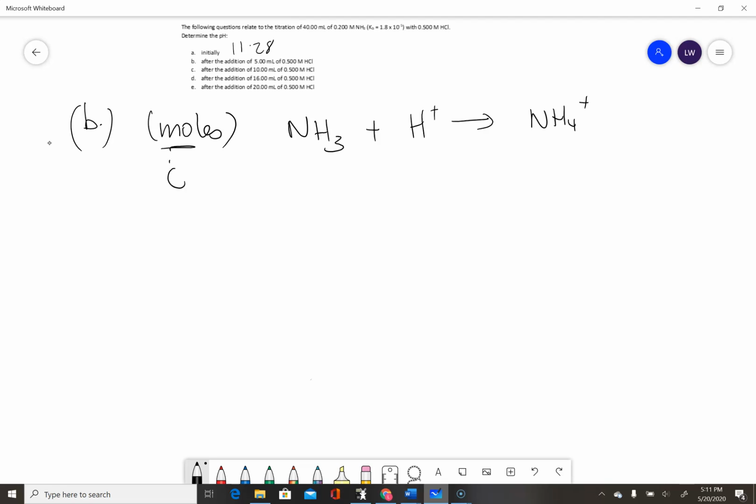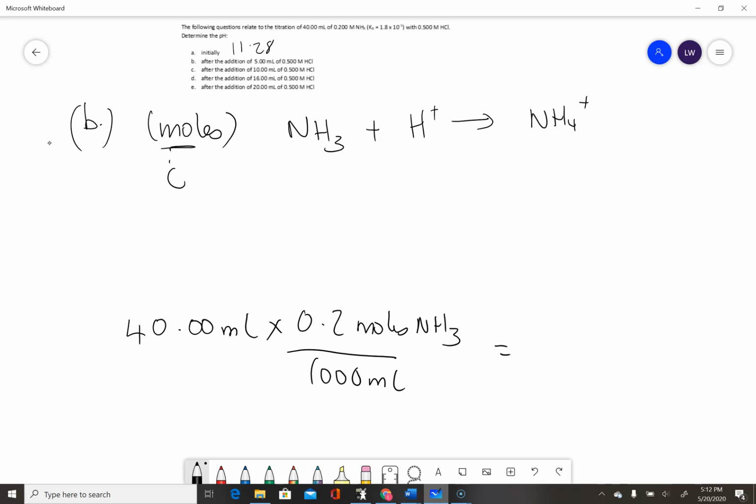So initially, how many moles of NH3 do we have? Well, we've got 40 milliliters of the solution, and we get 0.2 moles of NH3 in every liter, or in every 1000 milliliters. So 40 times 0.2 divided by 1000 is 0.008. So that's how much we've got, 0.008, or 8 times 10 to the minus 3. Okay, so we've got that.